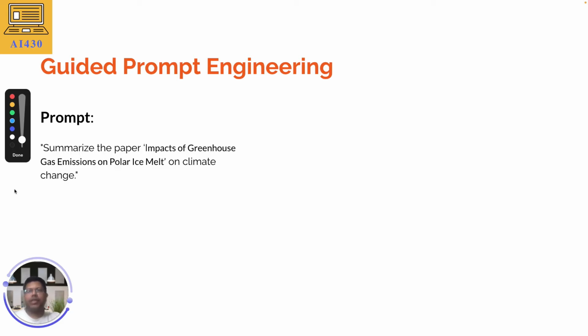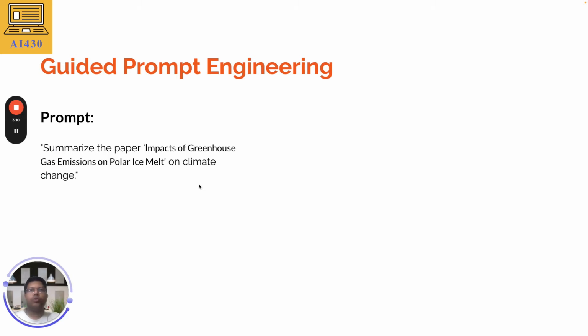Now, consider that you are writing a prompt whose responsibility is to summarize the research paper, impacts of greenhouse gas emission on polar ice melt. Then, if you are giving a prompt which is as small as this, with so limited information, chances are that it will hallucinate. So I consider this a bad prompt. Now, what is the way out? The way out is this.